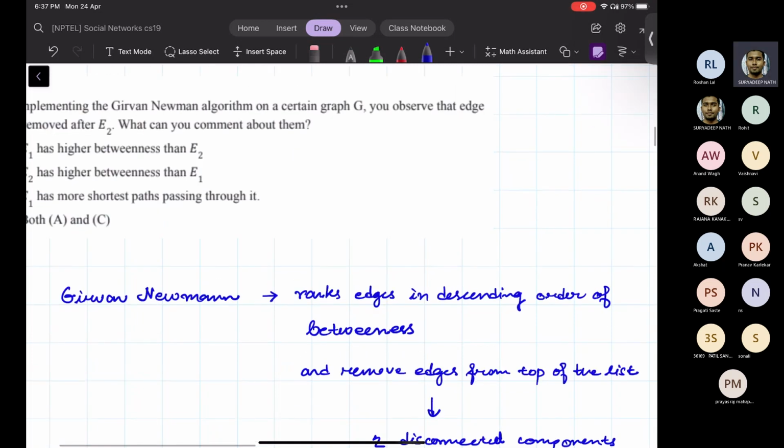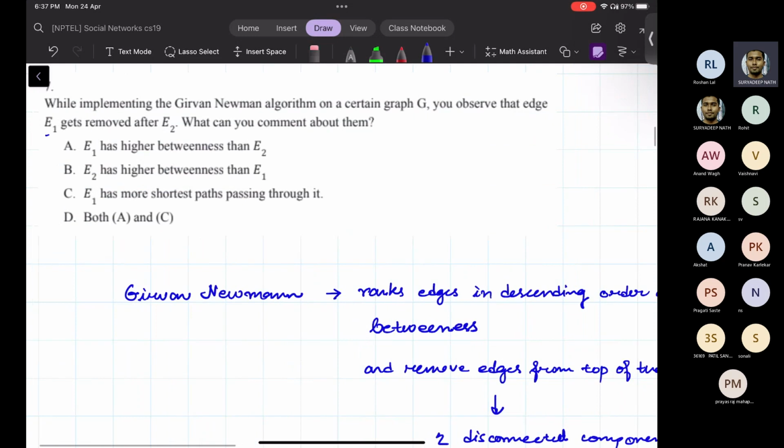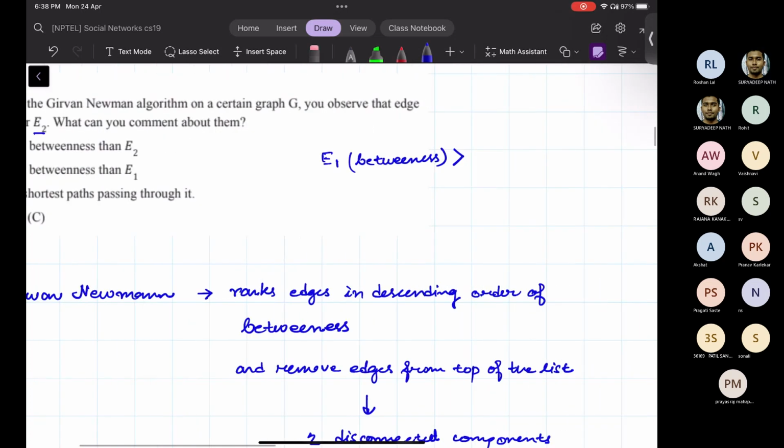Now they are asking us what we can say about E1 and E2. So first, that edge E1 gets removed. If we measure the betweenness of E1, it should be greater than E2.